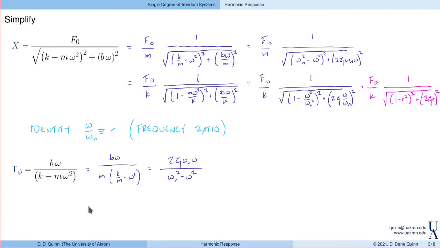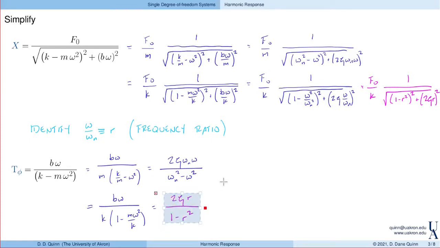Or we can do something similar to this last step. We can factor out a k from the denominator. So k, we end up with 1 minus m omega squared over k, and again b omega over the top. But here, this reduces to 2 zeta r over 1 minus r squared.